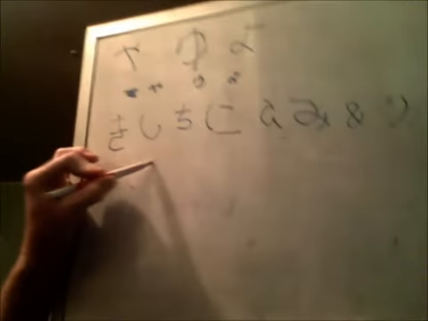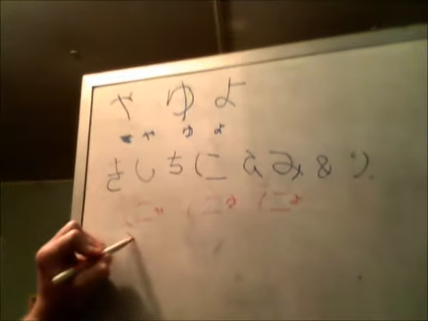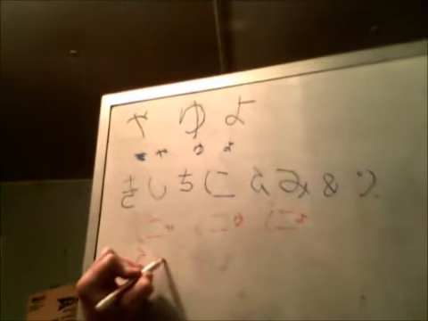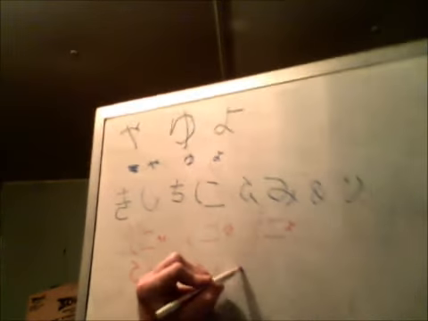I'm going to do it in a different color. Try red. See how that does. Now, this becomes nya, nyu, nyo, and of course, hi can be used. Oh no, the red's running out. This becomes hya, hyu, hyo. Red's definitely running out. These pens run out quick, fast.